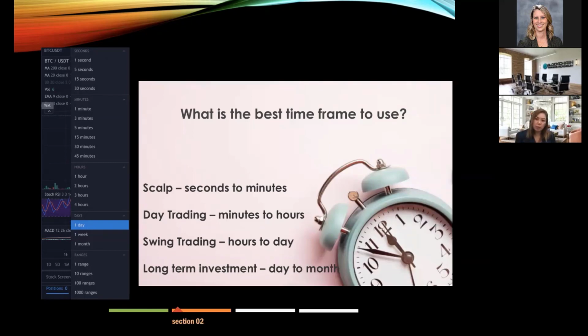People are like, oh, what is 15-minute? What is 4 hour? What is 1 day? What are you guys doing? So what we're using it for is, if you're scalping seconds to minute, you use about the 5-minute, the 3-minute, and 1-minute candlestick. And when you're day trading, we use the minutes to hours. If you're swing trading, you're using hours to day. And if you're a long-term investor, you use the day to month. So I'm going to show you what that means.